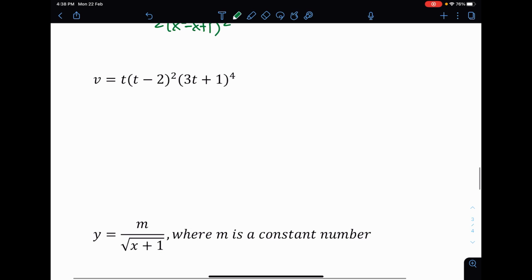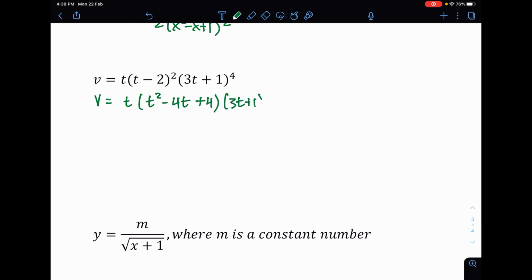Next, alright, there are 3 numbers here being multiplied. I need to do a product rule, but here, there are 3 items. I need to actually expand them so I can make them into just 2 figures. (t - 2) bracket square is actually expandable into t² - 4t + 4 with this. Power of 4 I don't want to expand, it's too tiring. So t multiplied by the first bracket, I'll get t³ - 4t² + 4t.